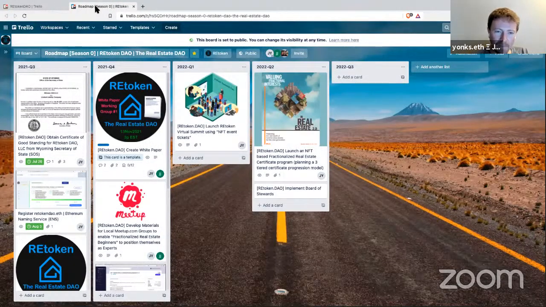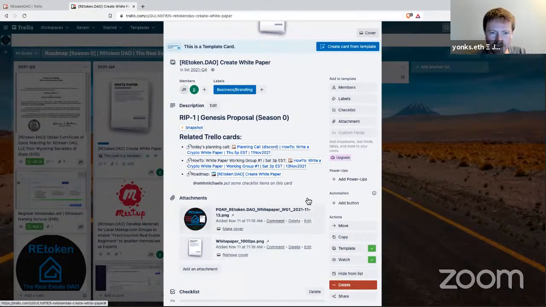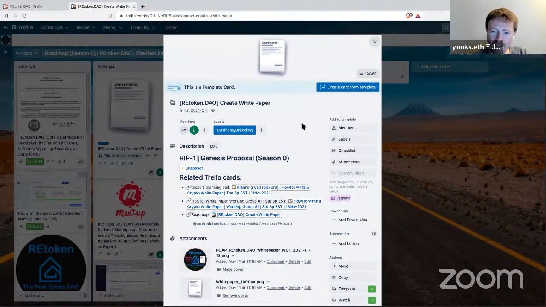So love our roadmap. We have that linked on docs.retoken.info. And the roadmap item that I'm talking about is the white paper. I'm actually going to change the cover back to the white paper, instead of the POAP that we've got for today's working group. So I guess that would be a good segue.